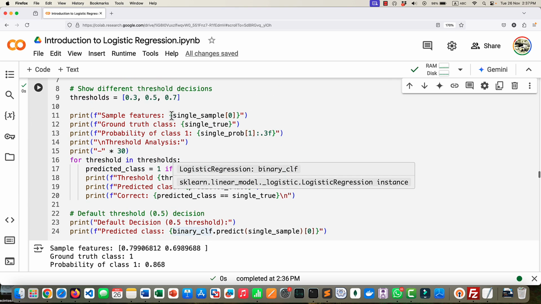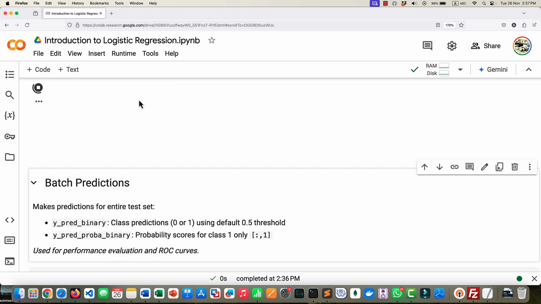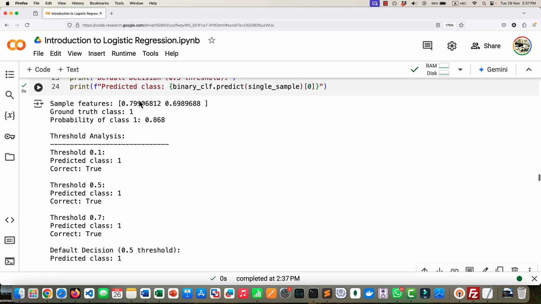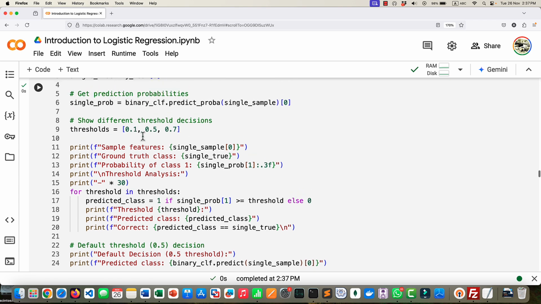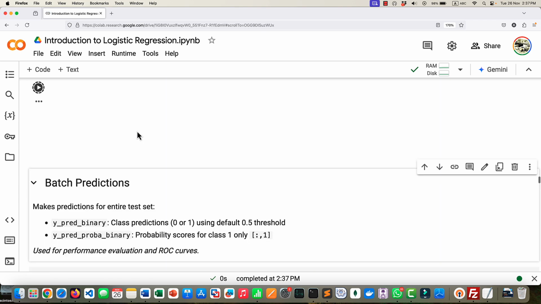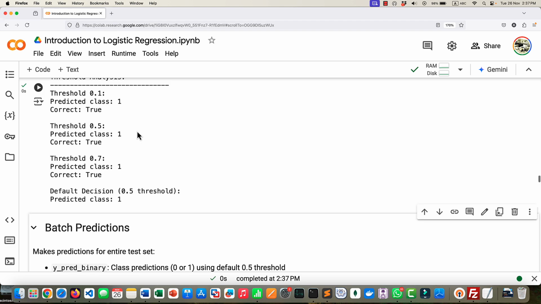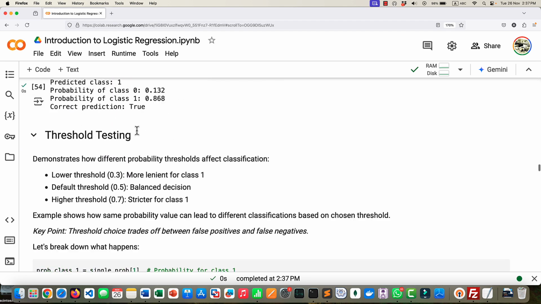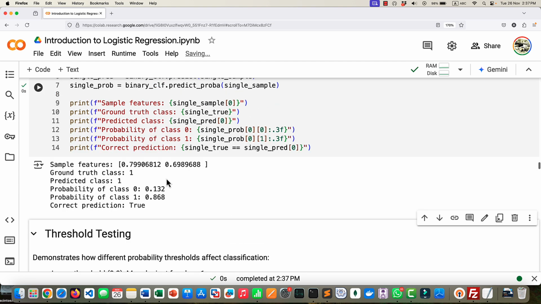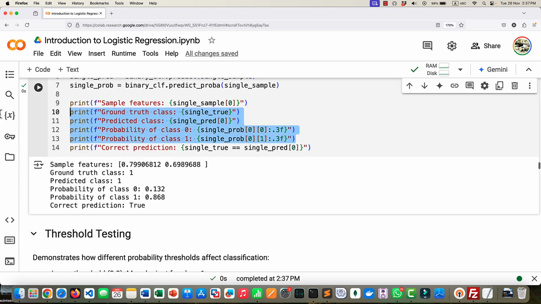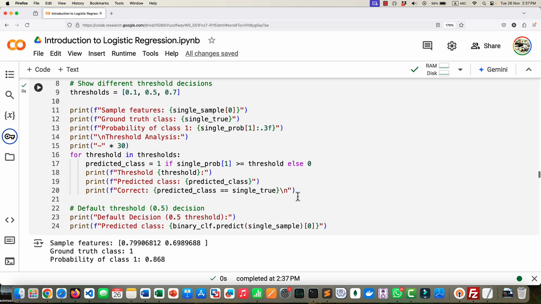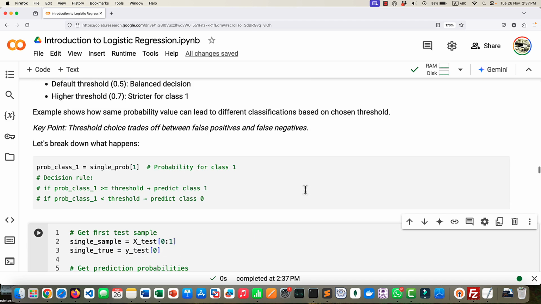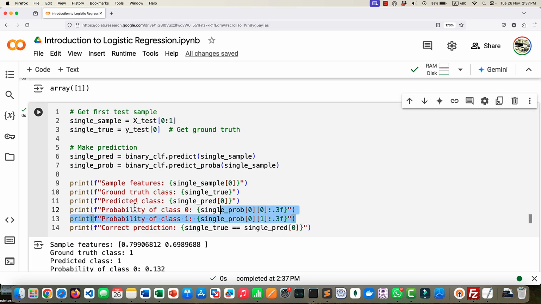Let me put 0.1 as a boundary. The default decision is true. It's strange. Let me try it again. Let's get the probabilities. It's strange. It was supposed to be false. Yes, in principle. And I want to bring the probabilities to see these probabilities over here.